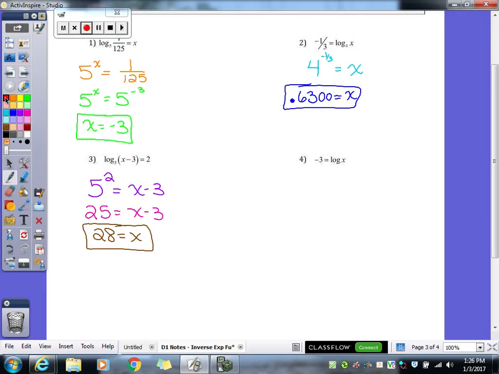So in our last one in our notes, what's our base? 10. It's going to be to what power? Negative 3. And it's going to equal your x. So now this one we can actually figure out, whereas 4 to the negative 1/3 we needed our calculator. Because it's negative, that makes it turn into 1 over 10 to the 3rd. Now our exponent's positive by making that fraction. And what is 10 to the 3rd? 1,000. So it's 1 over 1,000 equals our x.